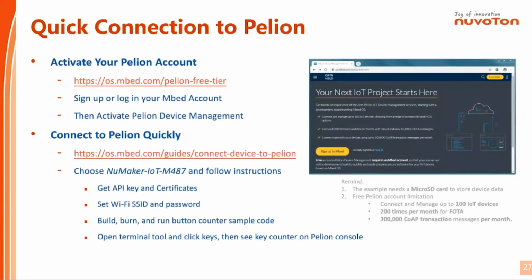Here is a brief introduction to connecting to Pelion on NuMaker devices. Please sign in to your Mbed account and activate Pelion Device Management if you haven't used it before. Then visit the Connect Device to Pelion web pages. Choose the NuMaker IoT M487 board. Then follow the instructions on the web pages to make a little modification and build a sample code. You can see the connection from the NuMaker IoT M487 board to Pelion in a few minutes.